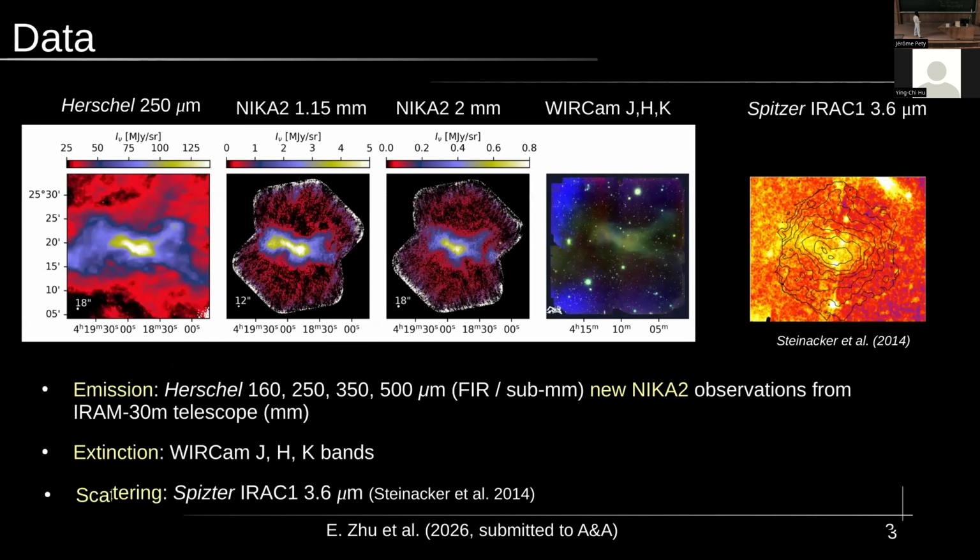And for our study, we have data of various wavelengths. We have dust emission at far infrared and sub-millimeter wavelengths at 4 Herschel bands. And we have new NIKA2 observations in millimeter. And we also have extinction observations in the VIRCAM JHK bands, and scattering observation at 3.6 micron.